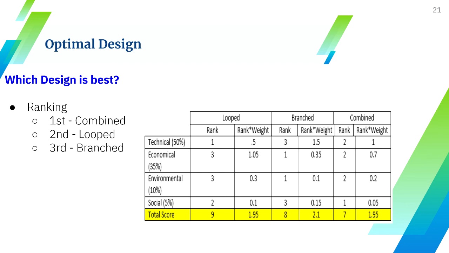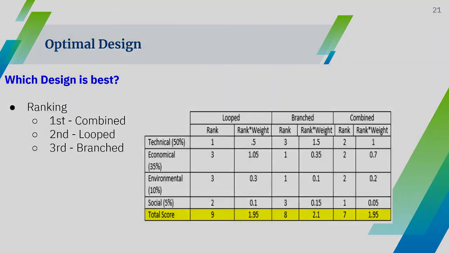The branch system finished second in the average rankings, but fell short in the categories that were weighted the most. This meant that the branch system finished last for the optimal system. Because the combined and loop system are tied with weighted ranking, the average rank is the deciding factor. With an average score of 7 and a weighted score of 1.95, the overall best design of a water distribution system for Meath Park would be the combination system.